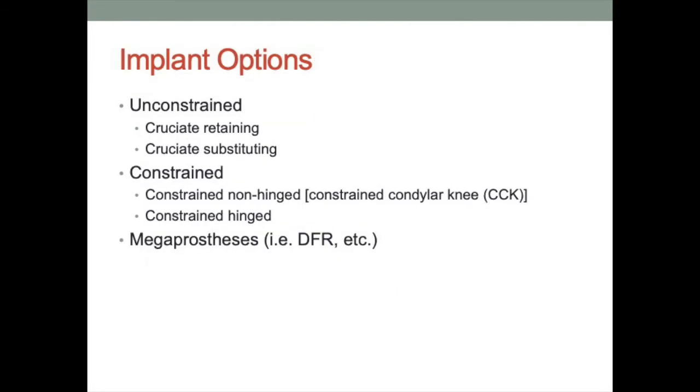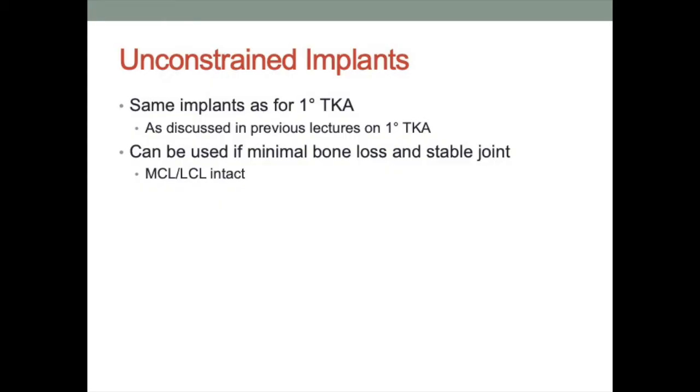So implant options, we just alluded to these a little bit. You have your unconstrained components, you have your constrained components, and then you have your mega endoprosthetic, so a distal femur replacement or a proximal tibia replacement. The unconstrained components are the same as for primary knee replacement, cruciate retaining or cruciate substituting, and then the constrained, now you get to the CCK or a constrained hinged or rotating hinge knee.